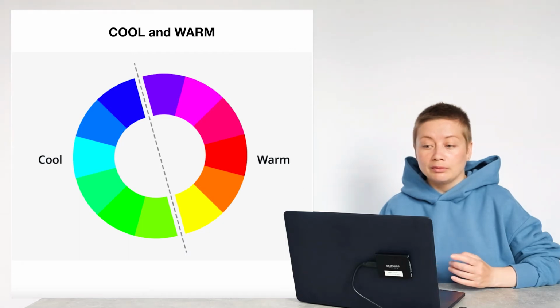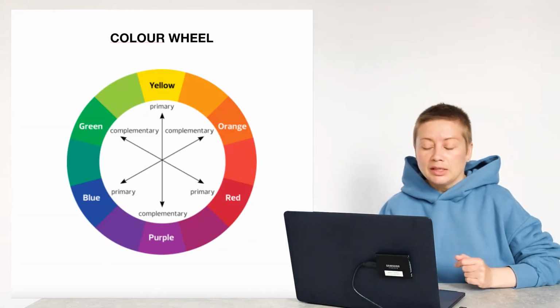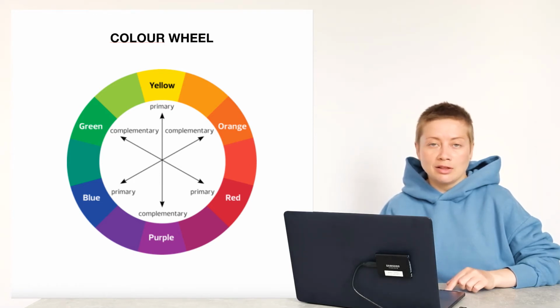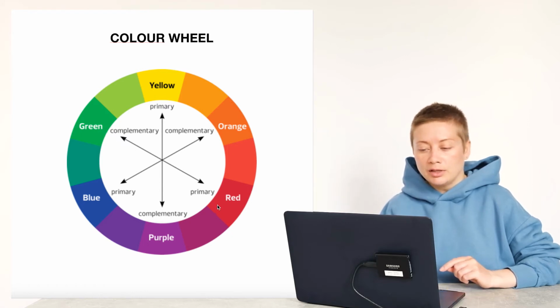So, color wheel. What is important here to know is the complementary colors, the colors that are on the opposite side of the color wheel. So if we see green and we draw a line through the center of the color wheel, we will see that red is a complementary color for green. The same thing with orange and blue, yellow and purple, and all the colors in between.